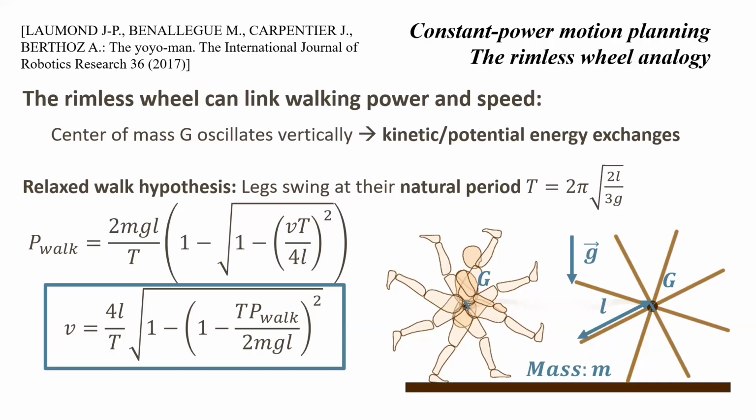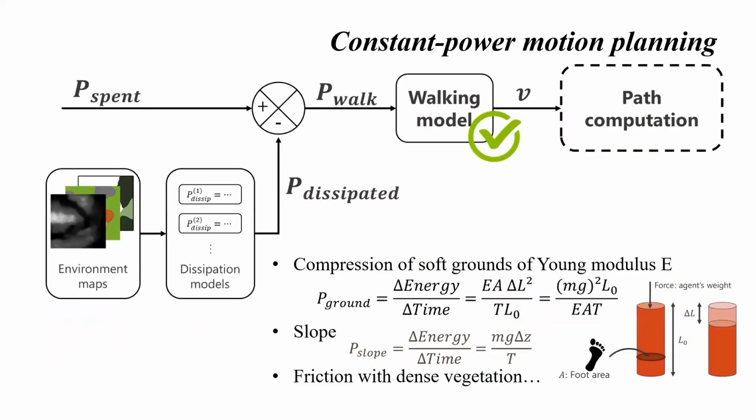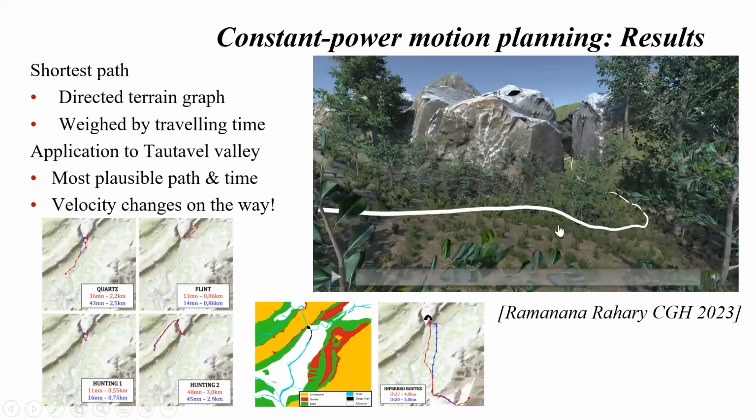It's like if the virtual wheel was rolling, and I just use the same energy because, in fact, the only energy expense is to raise my center of mass and then make it fall on the next step. So exactly like this wheel. And this enables us to formulate what the velocity is, depending on the power used for walking, with this simple model. Then we also formulated, using a soft ground model and using energy spent by slope, what is dissipated when you interact with vegetation.